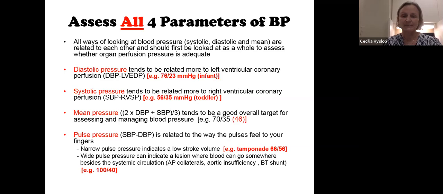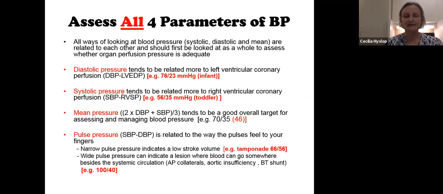Systolic pressure tends to be more related to right ventricular coronary perfusion, so systolic blood pressure minus the right ventricular systolic blood pressure. Remember, the right ventricle usually has a lower systolic blood pressure because it's usually pumping to the lungs. But when you're a newborn, it does have a high pressure, and that gradually drops over time. So in this instance, this patient, who's a toddler, has a systolic blood pressure of 56/35. That is an inappropriately low systolic blood pressure for a toddler.